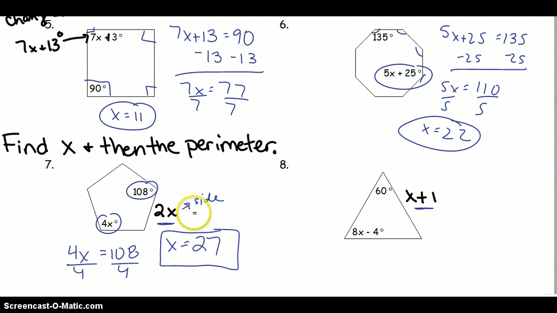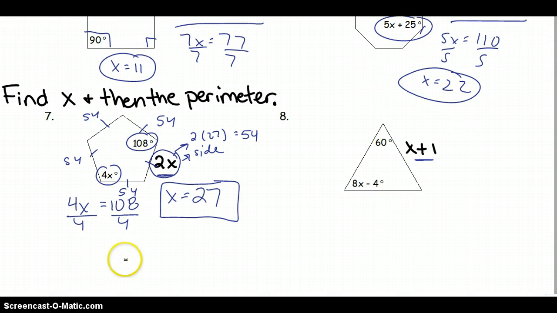To find the perimeter, we're going to plug in 27 into this side so we can figure out what this one side is. So we have 2 times 27. We're going to get 54 for this side. If this side's 54, we know that all the other sides are also 54. So we have a total of 5 sides that equal 54. So to find the perimeter is going to be 54 times 5. And we'll get 270 for the perimeter. Okay, we'll do number 8 and see how that goes.